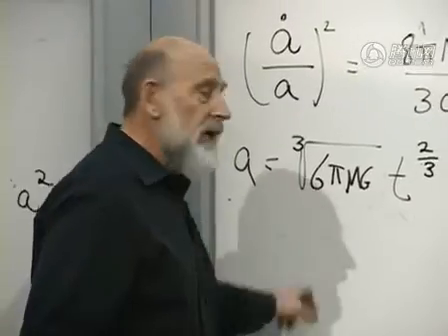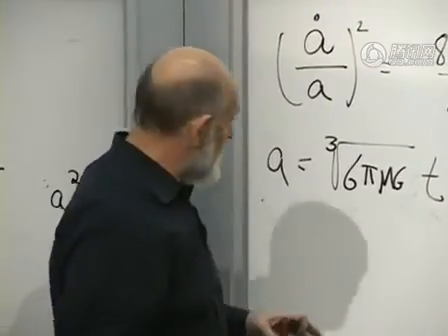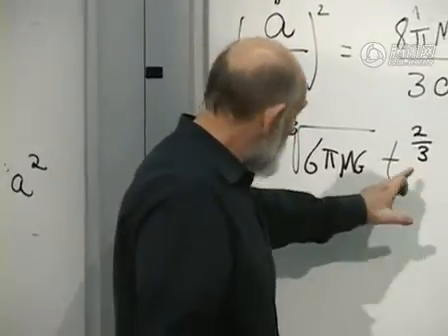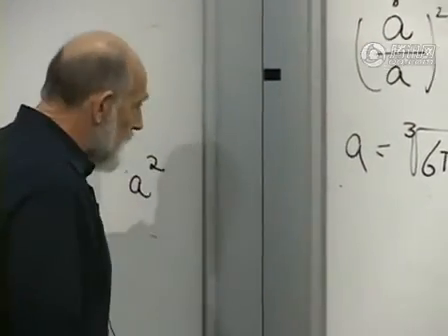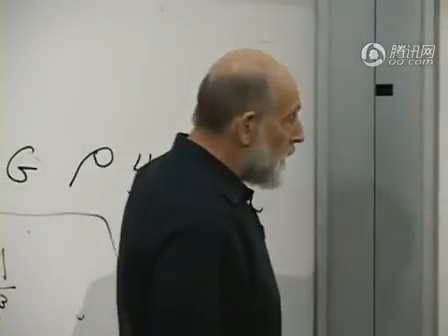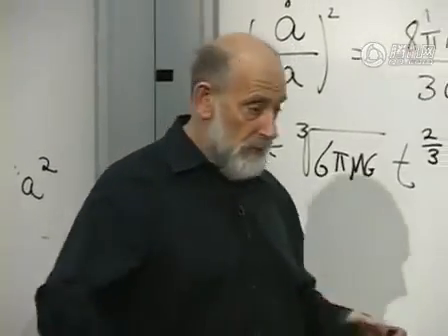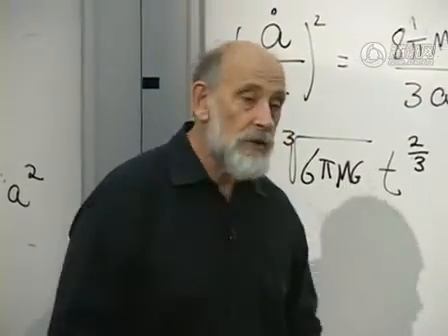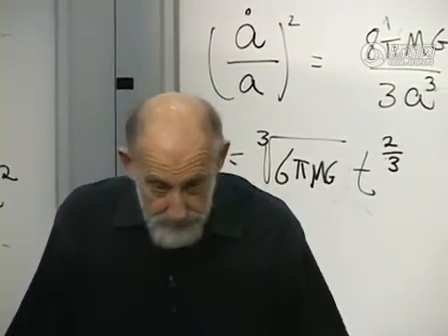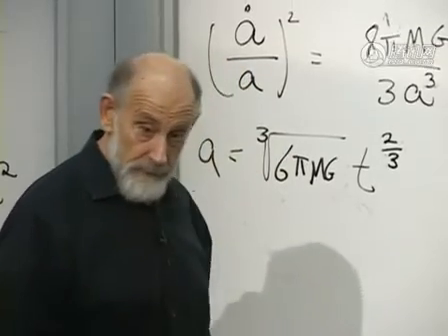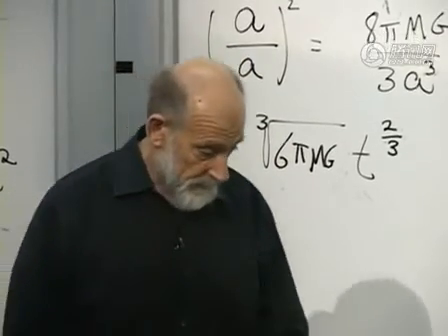In fact, it's the only solution of the equation. And the most interesting thing that it tells you is that the universe continues to expand as the 2/3 power of time. Okay. Shouldn't there be an unknown constant?